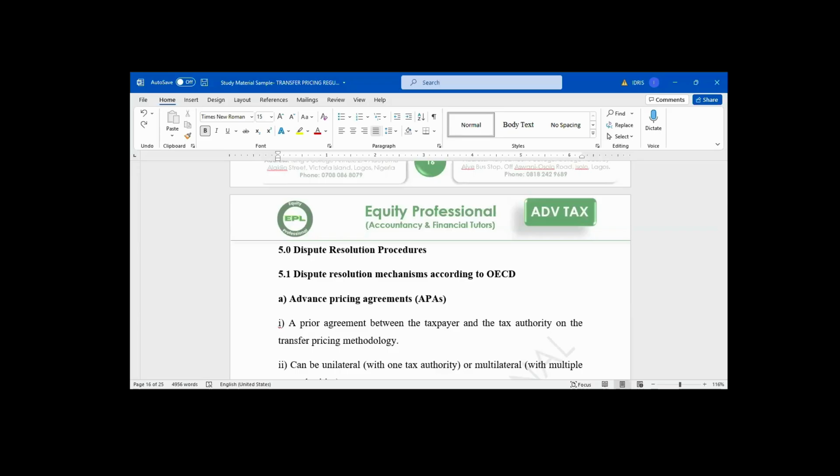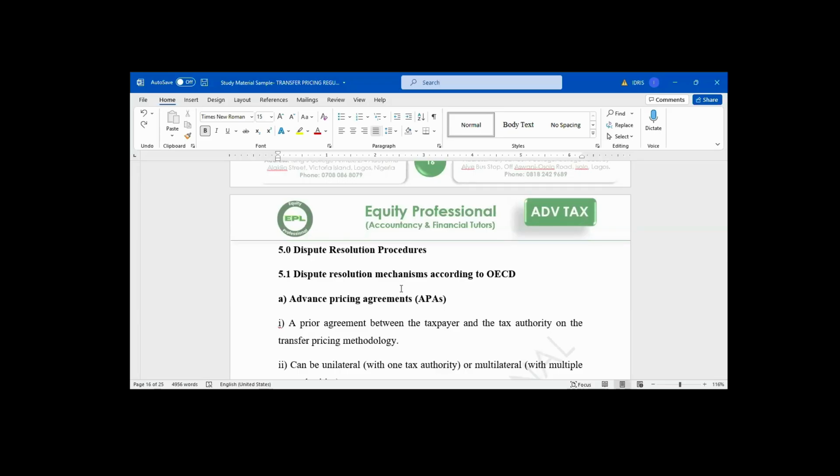What is the full meaning of OECD? Organization of Economic Cooperation and Development. What are the dispute resolution mechanisms that they recommend under transfer pricing? First, advanced pricing agreement. One of the dispute resolution mechanisms recommended by OECD is called advanced pricing agreement, APA.